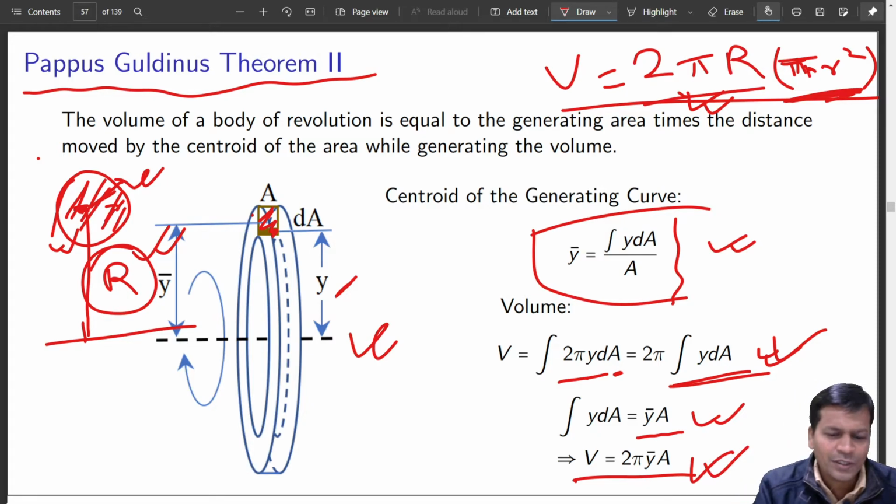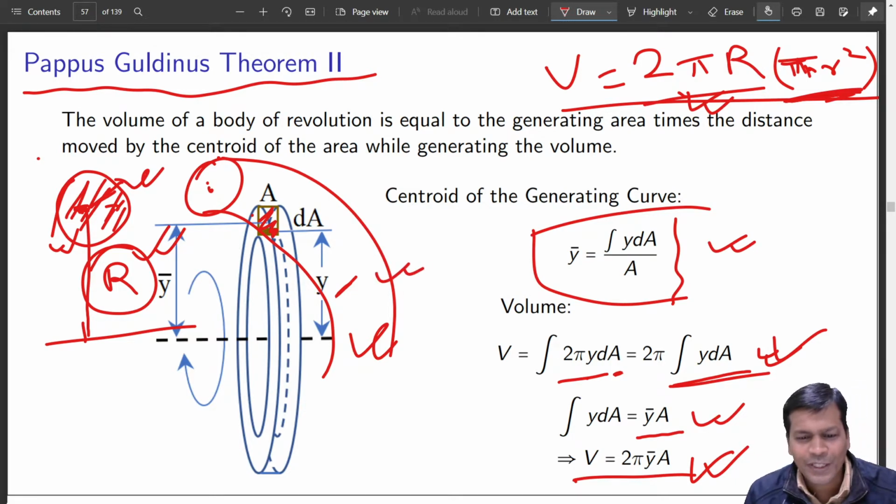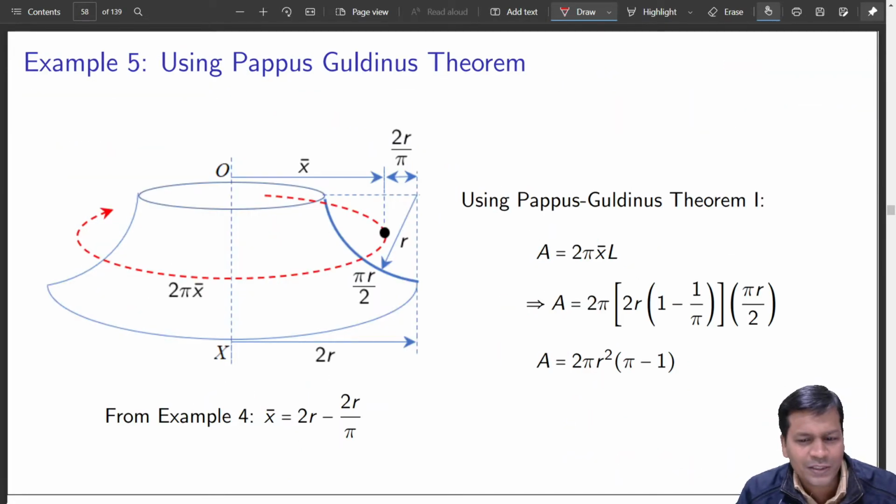And why? Because the centroid gives you a location above which you are trying to travel more, below which you are trying to travel less. Okay, effectively everything gets compensated somewhere. So you need not take care of that personally. The formula will take care of that. So using Pappus-Guldinus theorem, we'll try to find one of the surface areas which is here.